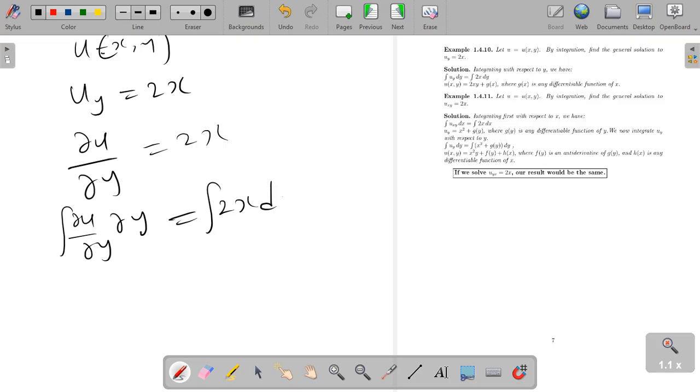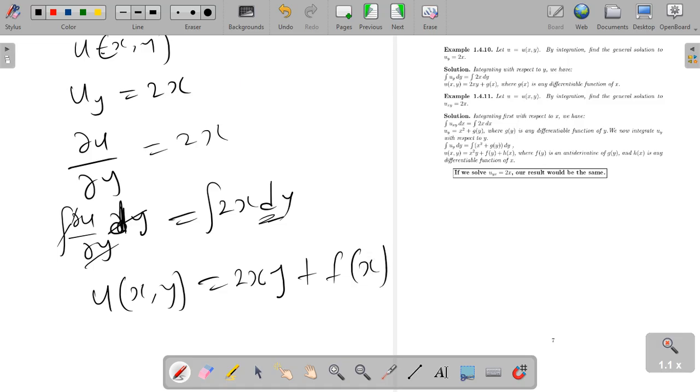So this takes care of this, and this takes care of this. I'm left with u, a function of x and y, equal to the integral of 2x. The integral of something where everything here is a constant with respect to y is just to attach the y, then plus a function of x. Why did I put a function of x? Because I integrated with respect to y. And that is the answer. You are good to go.